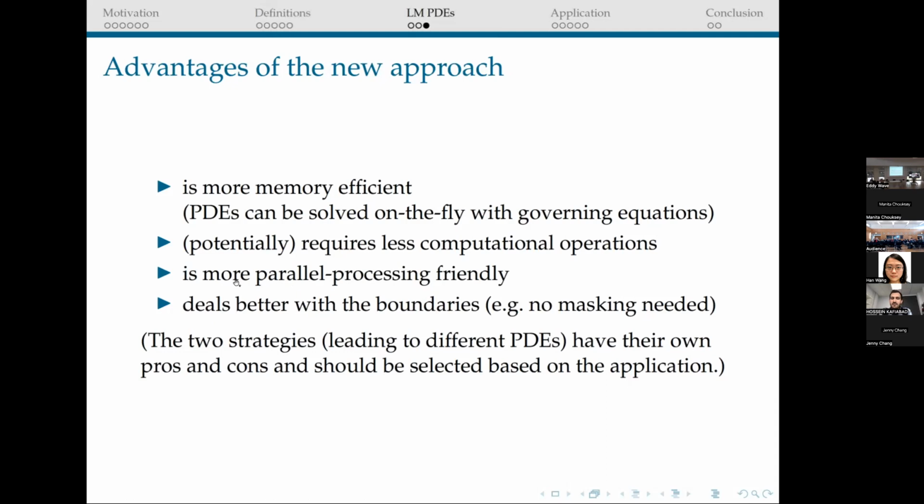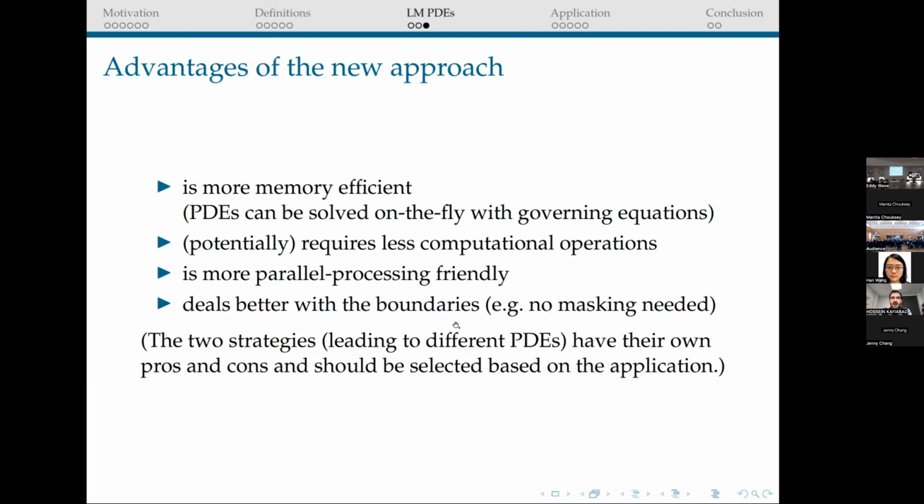And it's definitely more parallel processing friendly, because you're basically solving PDEs similar to your governing equations. So whatever you do for your governing equations for parallelization, you can do the exact same things for these PDEs. It also deals much better with the boundaries.